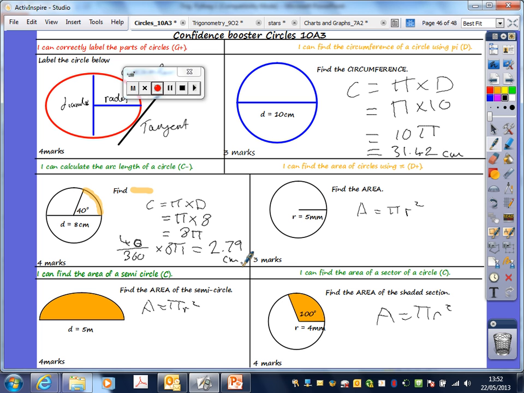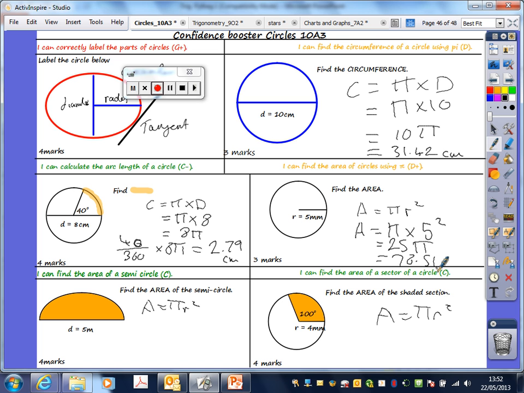Next one is finding the area. When you find the area, you use this circle and this formula: area is equal to pi times r squared. So what's the radius in this case, Tegan? It tells you in the question. r is equal to 5. So it's pi times 5 squared. 5 squared is 25, so it's 25 pi. Put that in the calculator and we get 78.51. Do people agree with that?